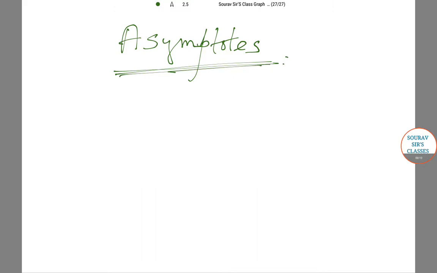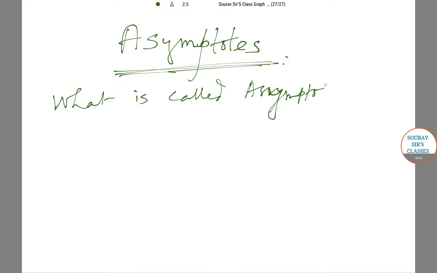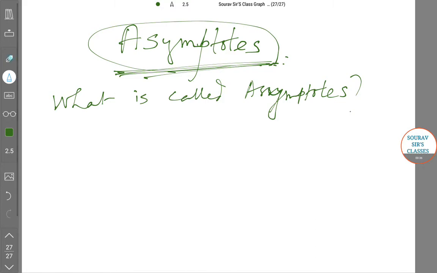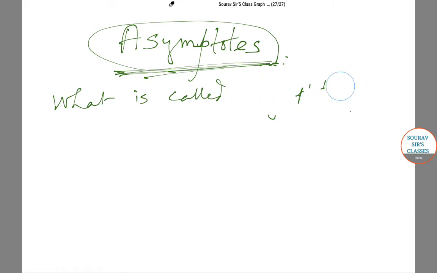What is called an asymptote is the first question that comes to your mind when you see the word asymptotes. The first question that comes to your mind is, what is called an asymptote, and what is the meaning of the word asymptote?